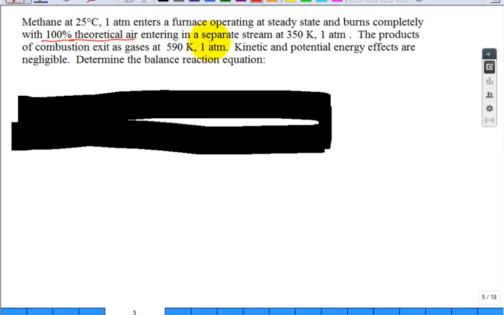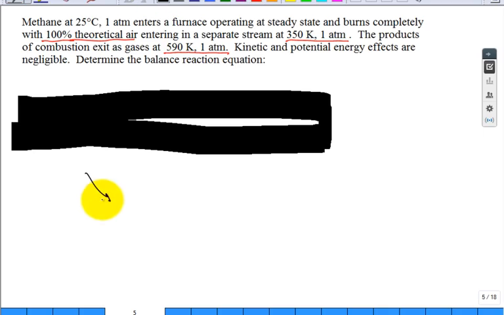Entering in a separate stream. Okay, the air enters at 350 Kelvin, 1 atm. The products of the combustion gases exit at 590 Kelvin, 1 atm. Kinetic and potential energy effects are negligible. Okay, so make a sketch.